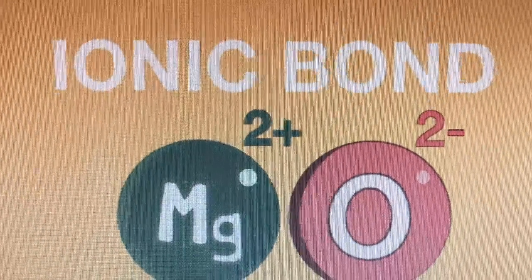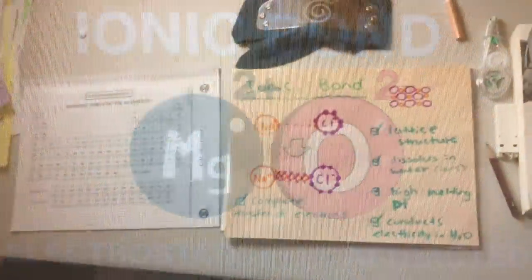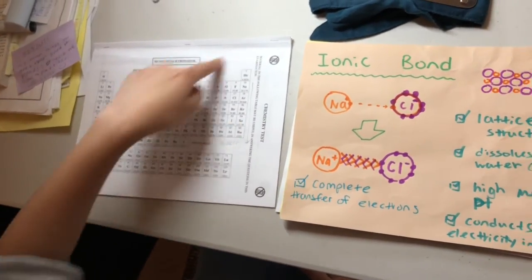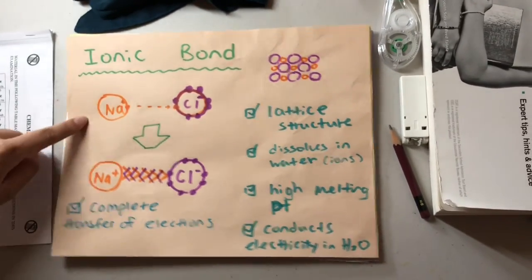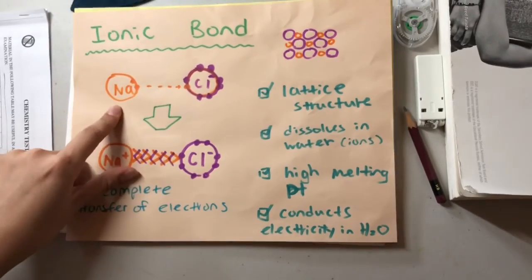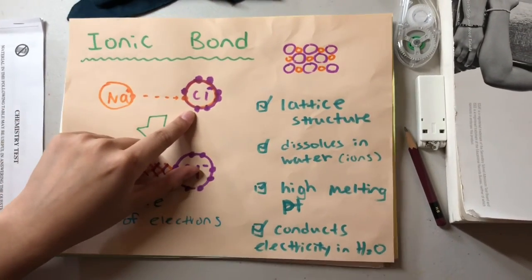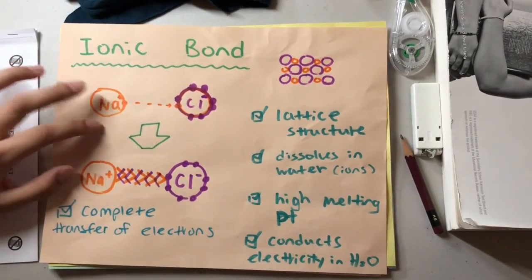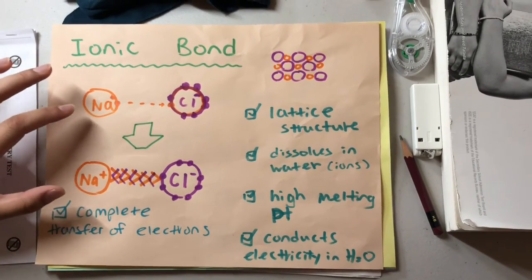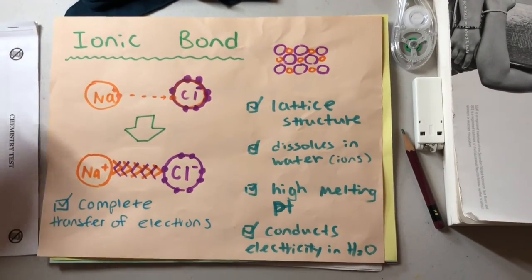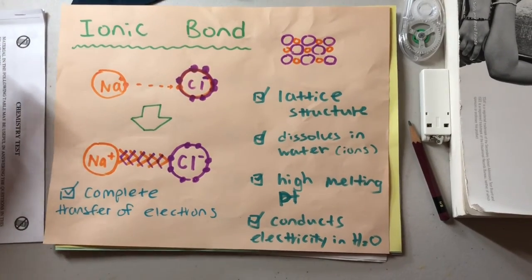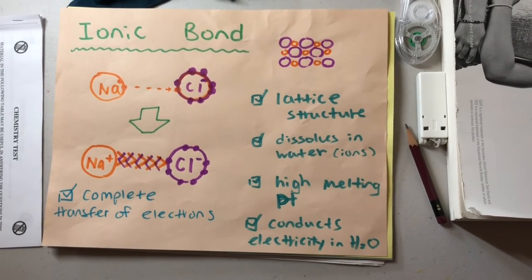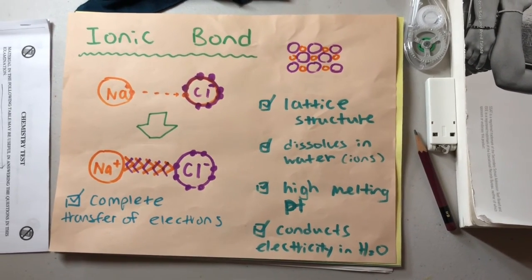Now, let's talk about what ionic bonds are. Ionic bonds are the bonds that exist between metal elements and nonmetal elements in a molecule. In this example, we have Na and Cl. We know that Na has 1 valence electron while Cl has 7 valence electrons, and that the Cl completes the octet by grabbing an electron from Na, and therefore completing the transfer of electrons. Note that this is a complete transfer of electrons, which is different from other bonds.